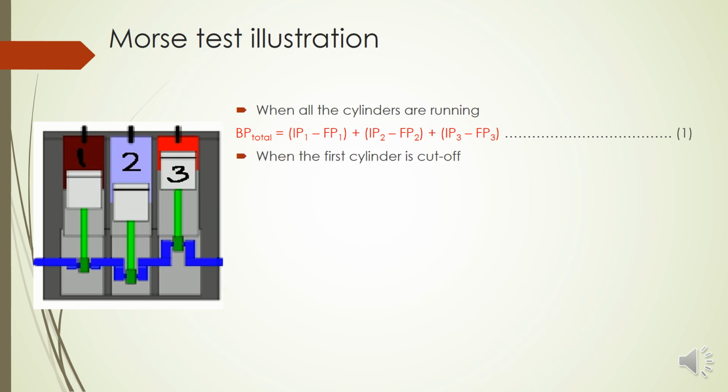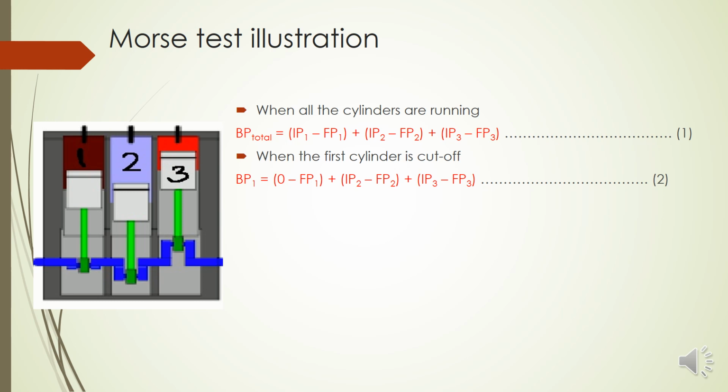Now we are cutting off the first cylinder. What will happen to the equation? Will it be the same or will there be any difference? The speed will reduce and we have to bring back the speed. We are changing the load, so we are reducing the load and this brake power will be reduced. So let's see, this is the brake power by cutting the first cylinder, BP1. BP1 represents the brake power by cutting the first cylinder. Here you can see indicated power becomes 0.